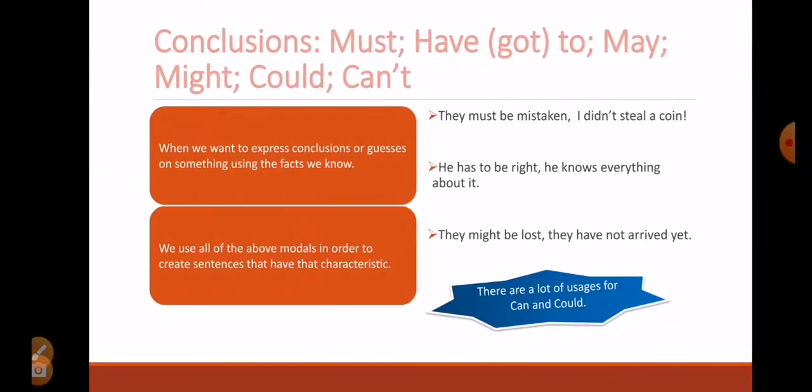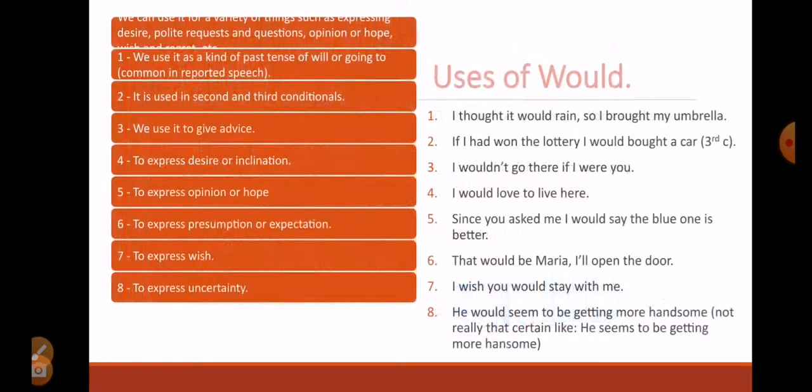Okay, now again, if you want to make conclusions, or what we call in our book logical assumption, we can use must or can't. They have opposite meanings, like you must be sad, you can't be happy. And also here they say we have to, may, and might, and could if you are not actually very sure of our conclusion. Like they must be mistaken, I didn't steal a coin, that's very sure. He has to be right, he knows everything about it, that's very sure. They might be lost, they have not arrived yet, that's a possibility more than a conclusion based on something that you think. So there are a lot of usages for can and could, as you can see.